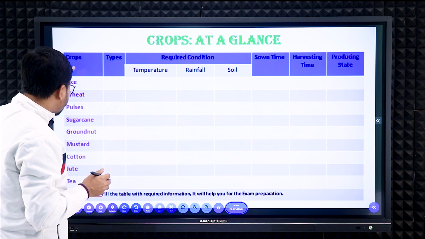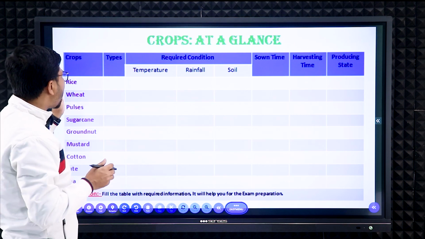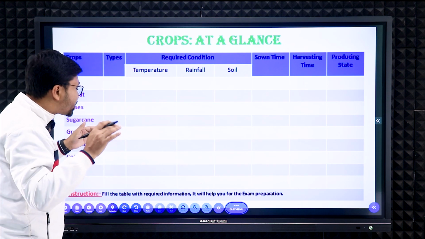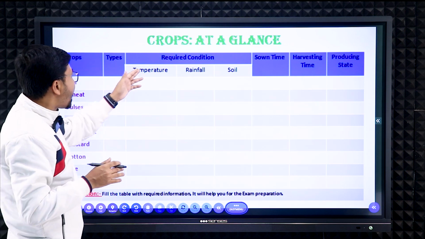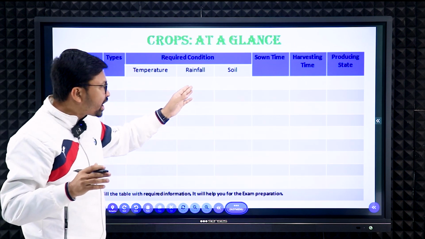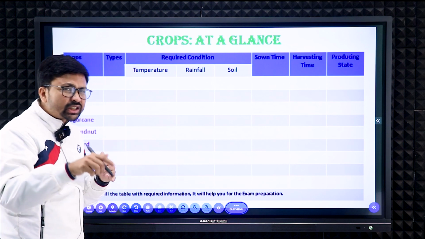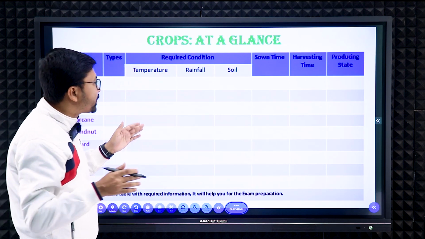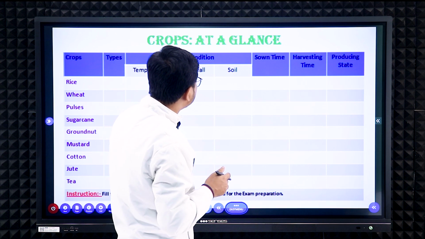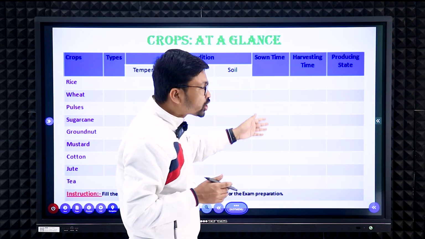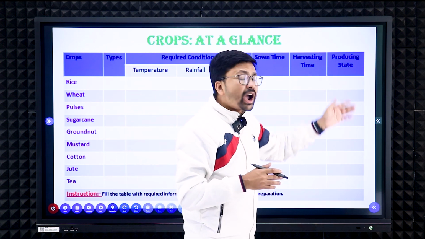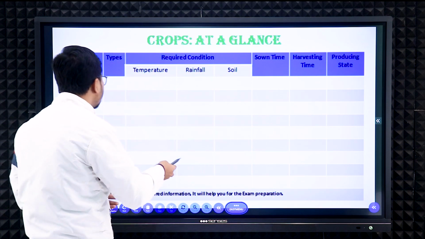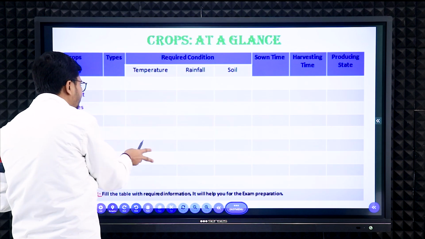So what are those? The types of crops. These are the main crops you need to study, and under which headings do you need to study? The types and the required conditions: temperature, rainfall, soil. When we discussed all those things, I marked them, right? So just fill in all that information: which type of temperature is required, rainfall, soil, what is the sowing time, what is the harvesting time, and the producing state. You need to focus on all those things only, basically, right?